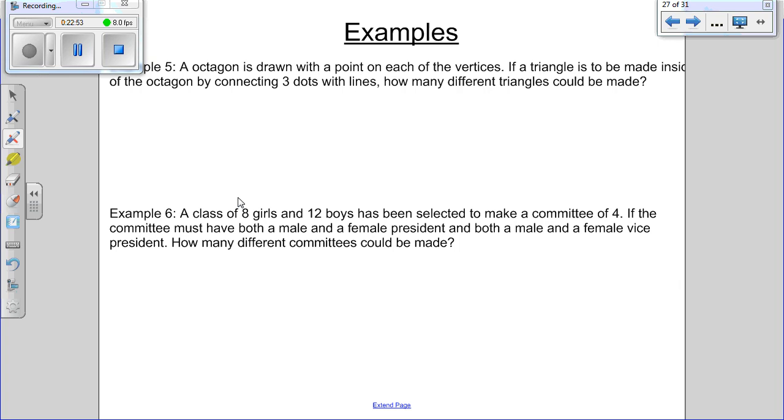They'll always provide a picture if they say something like this, because it's not fair to assume you remember what an octagon is, or a hexagon, or a heptagon, or a decagon, or a dodecagon.